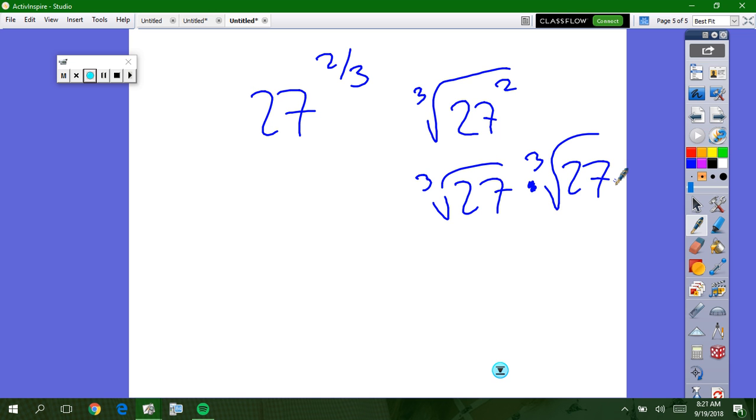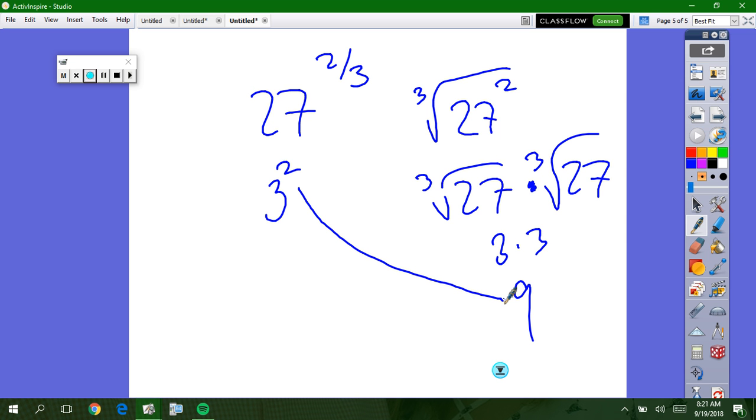Does anybody know what the perfect cube of 27 is? 3, so this is 3 times 3, which is, let me show you how I would look at this. Ladies and gentlemen, when you see a fraction as your exponent, this represents your root, correct? This is what I would say to myself. I say that is the cube root of 27. What is the cube root of 27? 3. So this is 3 squared, which is 9. That's how I look at those.